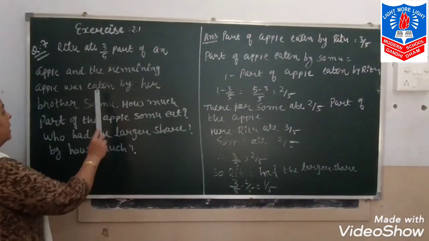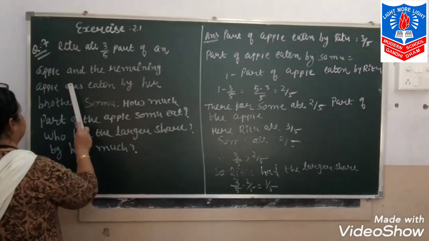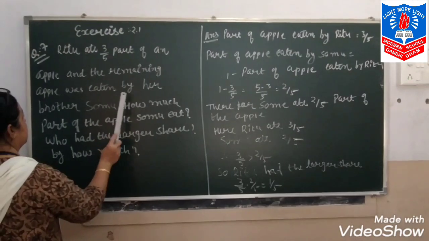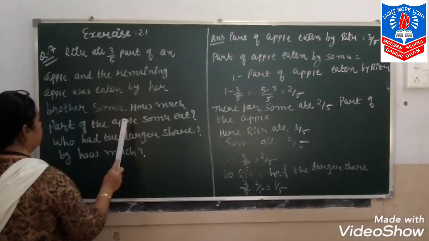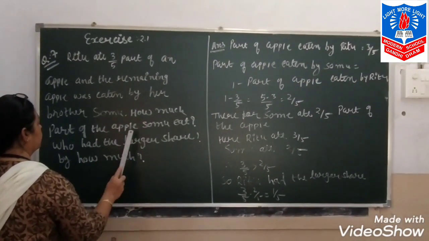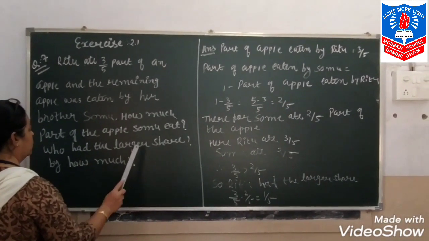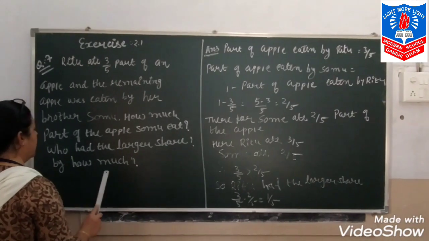Ritu ate 3 upon 5 part of an apple and the remaining apple was eaten by her brother Somu. How much part of the apple did Somu eat? Who had the longer share? By how much?